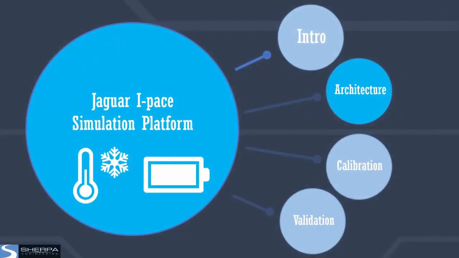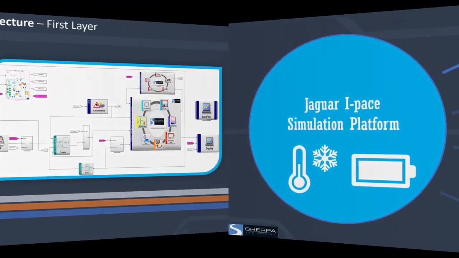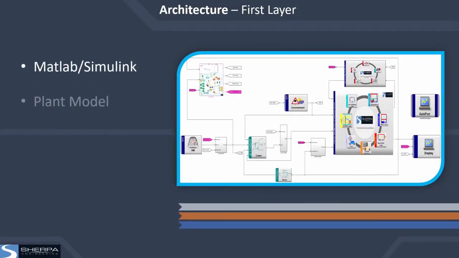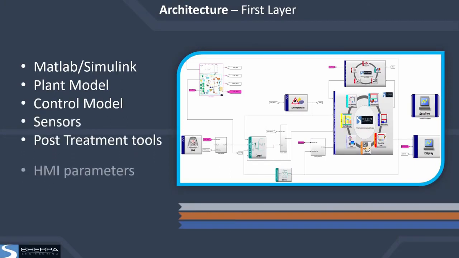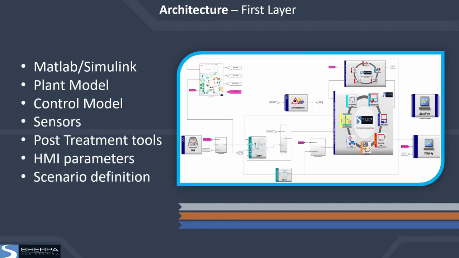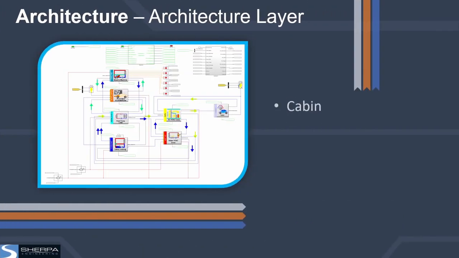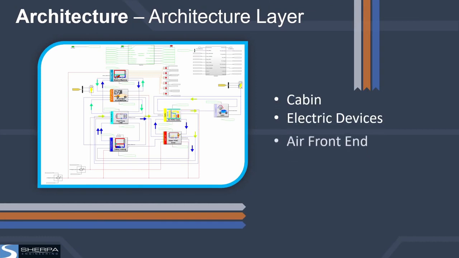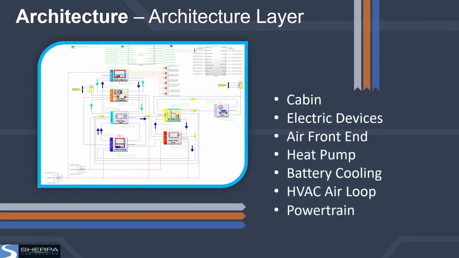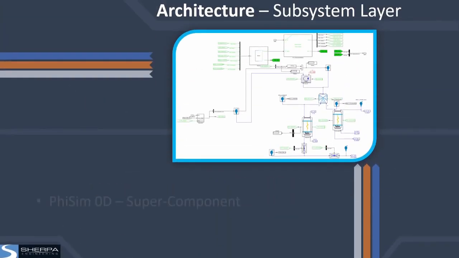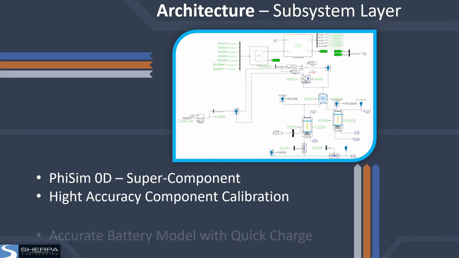Now let's have a look at the model's architecture in MATLAB Simulink. Our first layer contains plant model, control model, sensors, post-treatment tools, HMI parameters, and scenario definition tools. By double-clicking on the plant box, we end up in the architecture layer, which represents how whole systems can interact with each other. And by double-clicking on one of these systems, we enter the subsystem layer, which has been developed using our own FISIM tools.